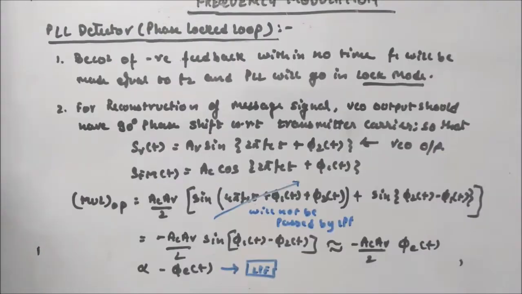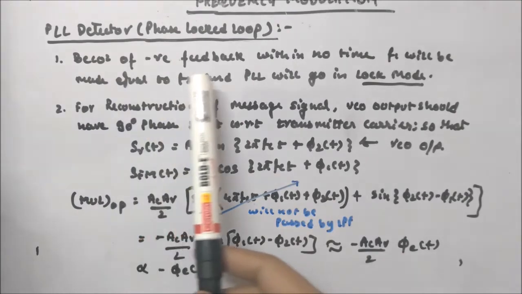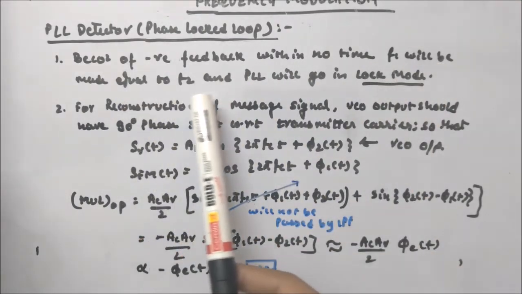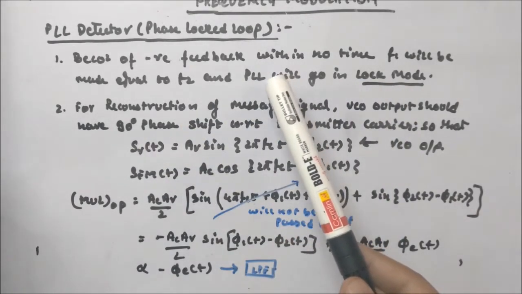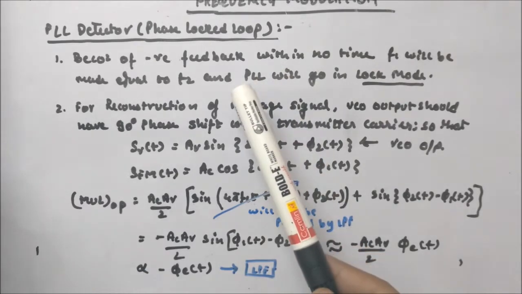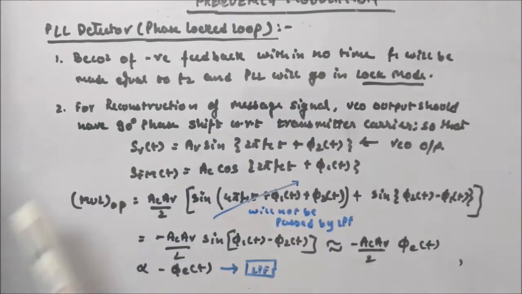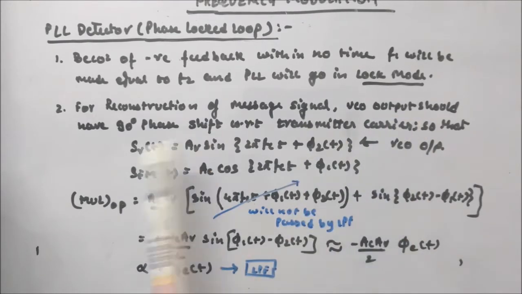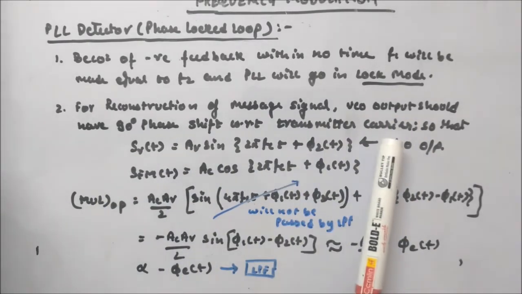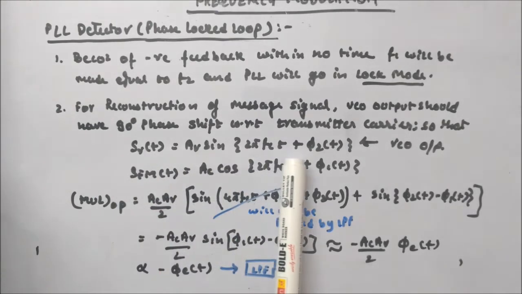Okay, so now let's move on. There are a few points. First, because of negative feedback, within no time f_1 will be made equal to f_2 and the PLL will go into lock mode. More specifically, their value will be equal to f_c. Now, the second point: for reconstruction of the message signal, the VCO output should have a 90-degree phase shift with respect to the transmitter carrier, so that your VCO output is given as S_v(t) = A_v sin(2πf_ct + φ_2(t)).